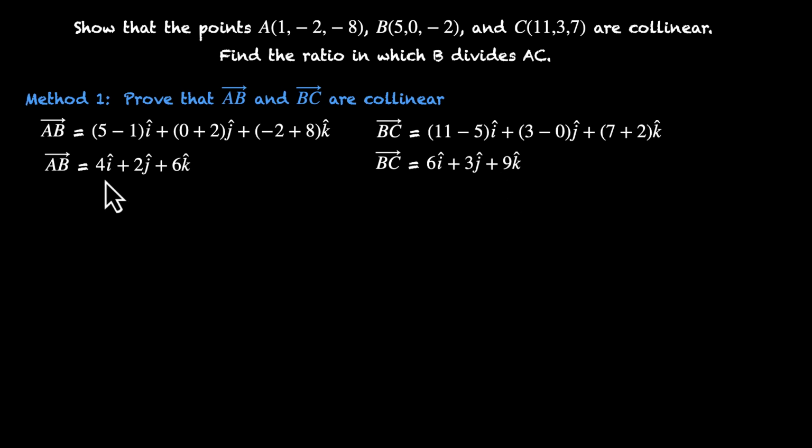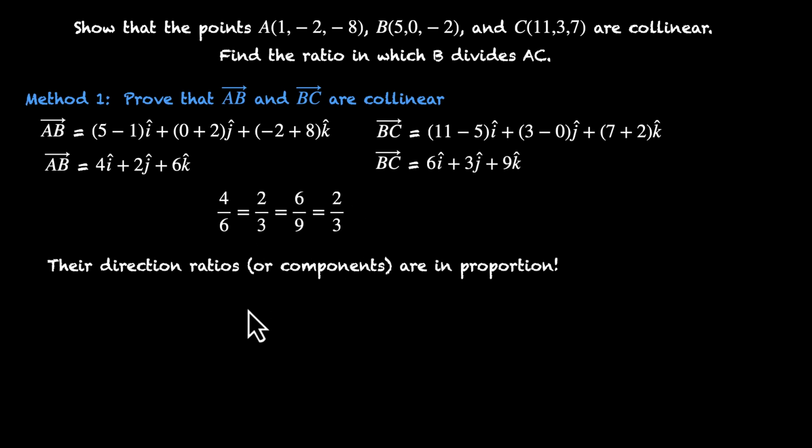Alright, so we have these 2 vectors in their component form. Let's compare their components. We have 4 by 6, 2 by 3, and 6 by 9. The x coordinates are 4 by 6, y coordinates are 2 by 3, and z coordinates are 6 by 9. The ratios are 2 by 3, 2 by 3, 2 by 3. So all of them have the same ratio 2 by 3, which means they're in proportion. This means the direction ratios are in proportion. So this means that the vectors are collinear, which means that these points are collinear.